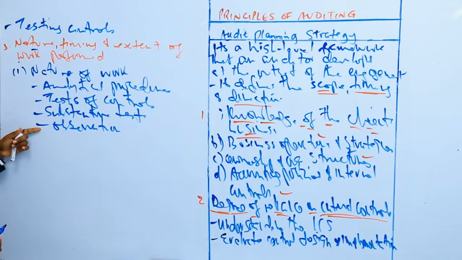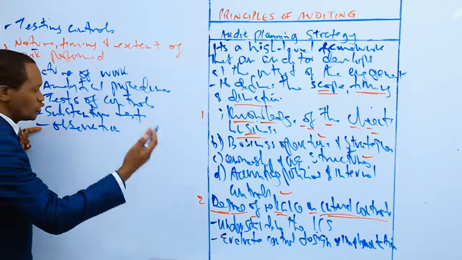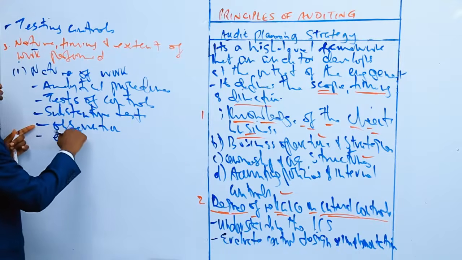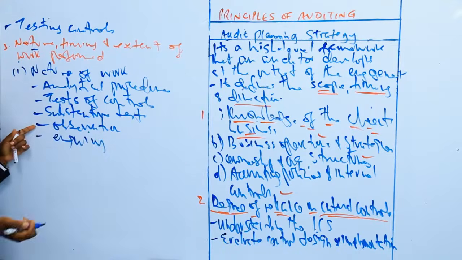Then we have observations, watching processes being performed like stock control and all that. The auditor can also have inquiry, asking questions from management, getting answers from employees, inquiries. So that is the nature of work.